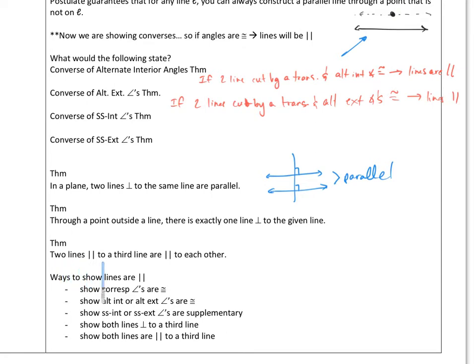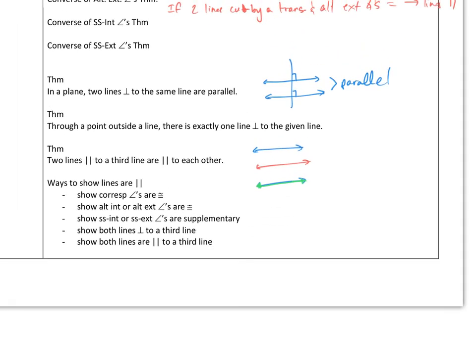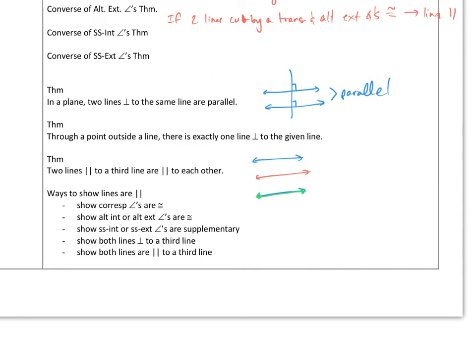And then two lines parallel to a third line are parallel to each other. So if this is parallel to this one, and the red one is, we'll say this is a green one here. Okay, so if the blue is parallel to the green and the red is parallel to the green, then the blue is parallel to the red. And so here are now the ways that we can show lines are parallel. And this you need to memorize.